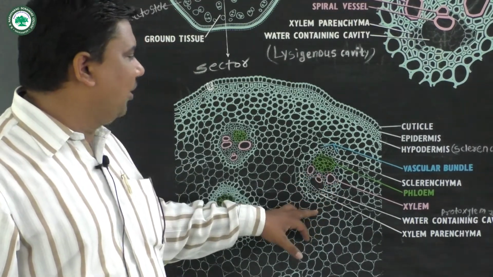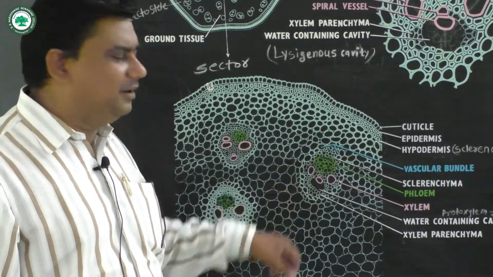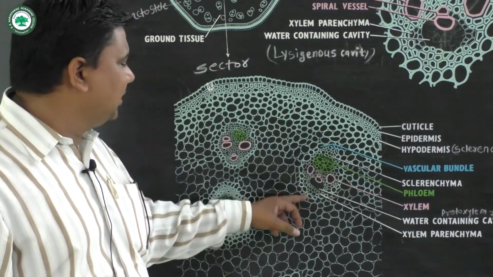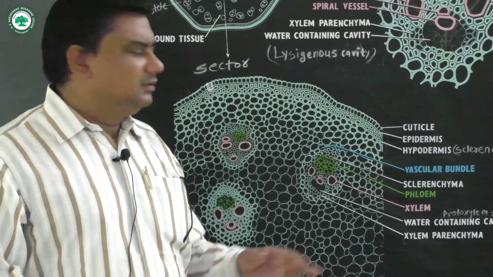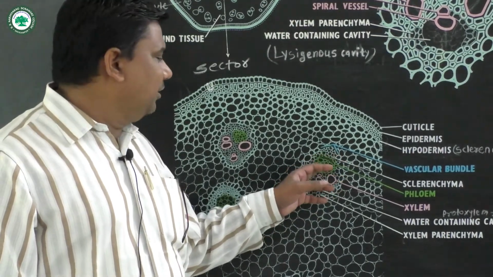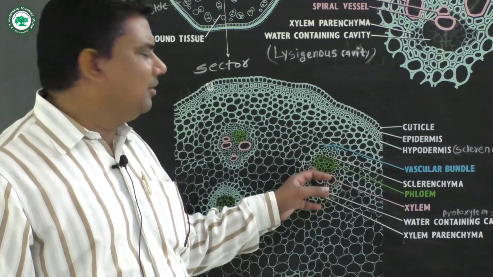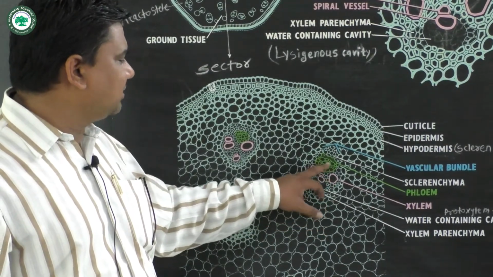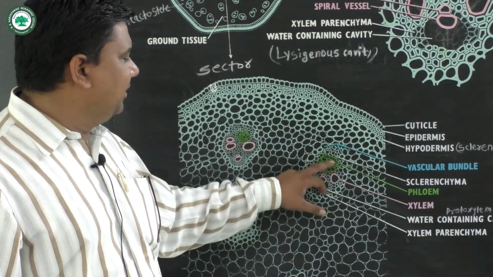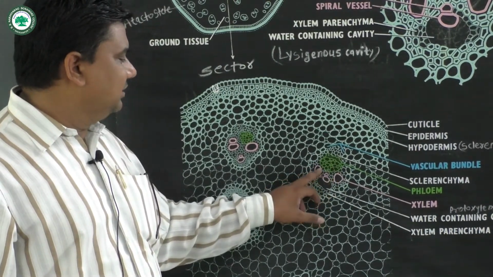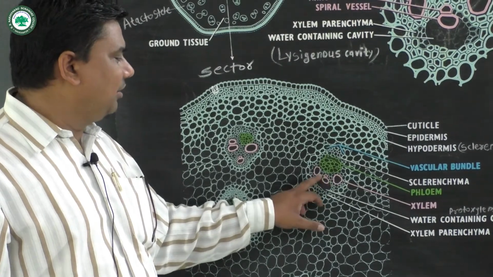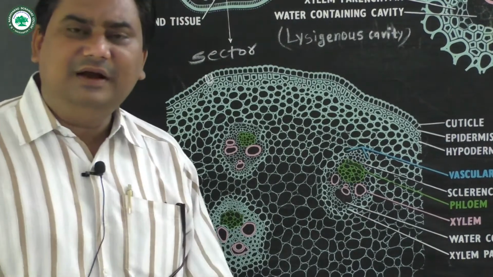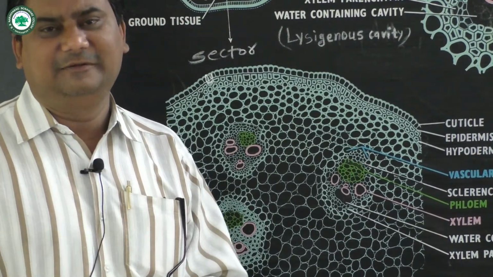Conjoined vascular bundle means what? The xylem and phloem present on the same radius, we call it a conjoined vascular bundle. Second, there is the phloem on the outer surface and xylem on the inner surface. Look here, there is the green phloem on the outer surface and here the xylem on the inner surface. That's why we call it a collateral vascular bundle.